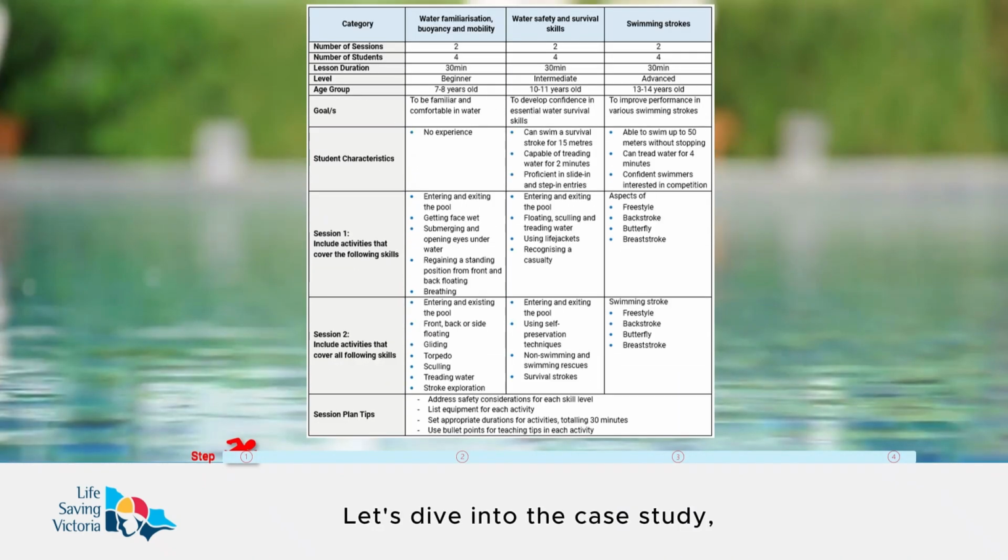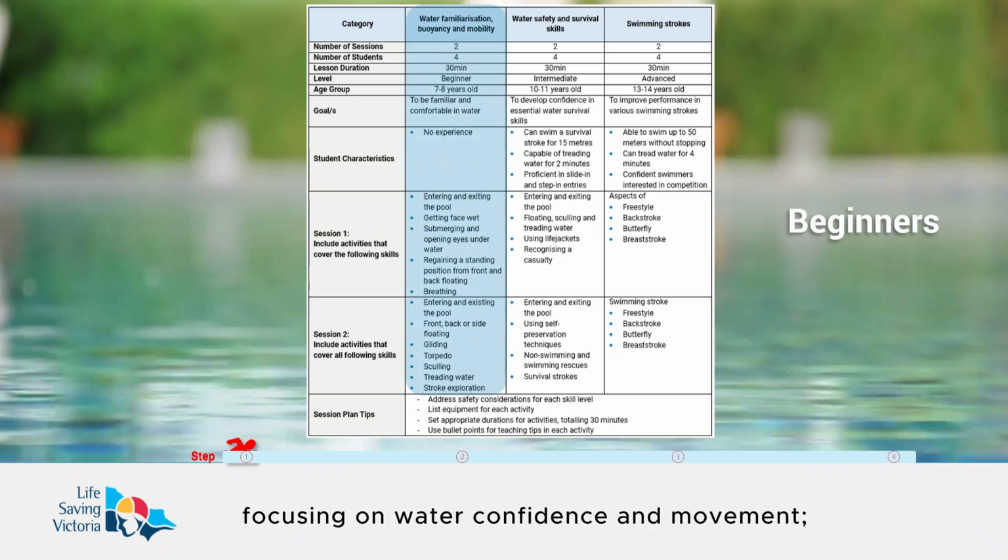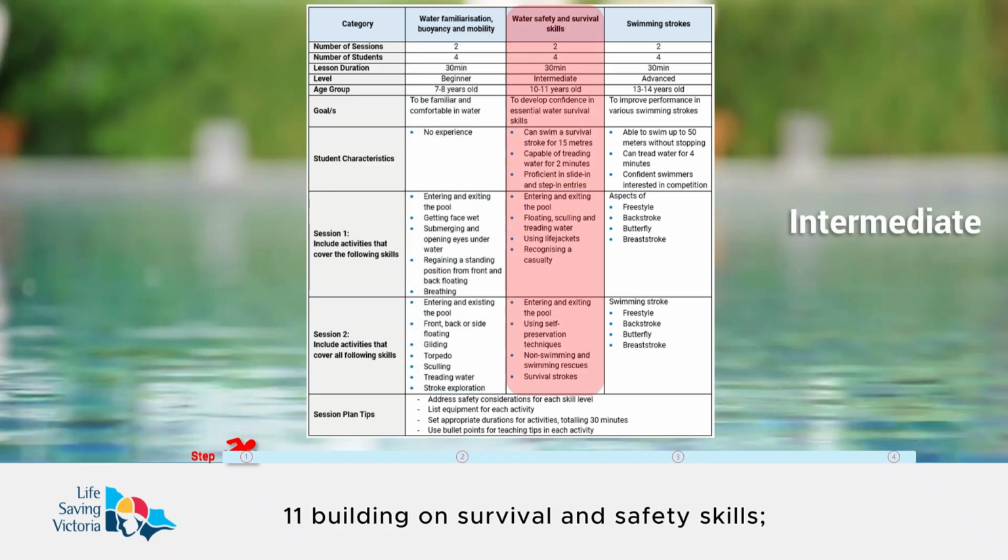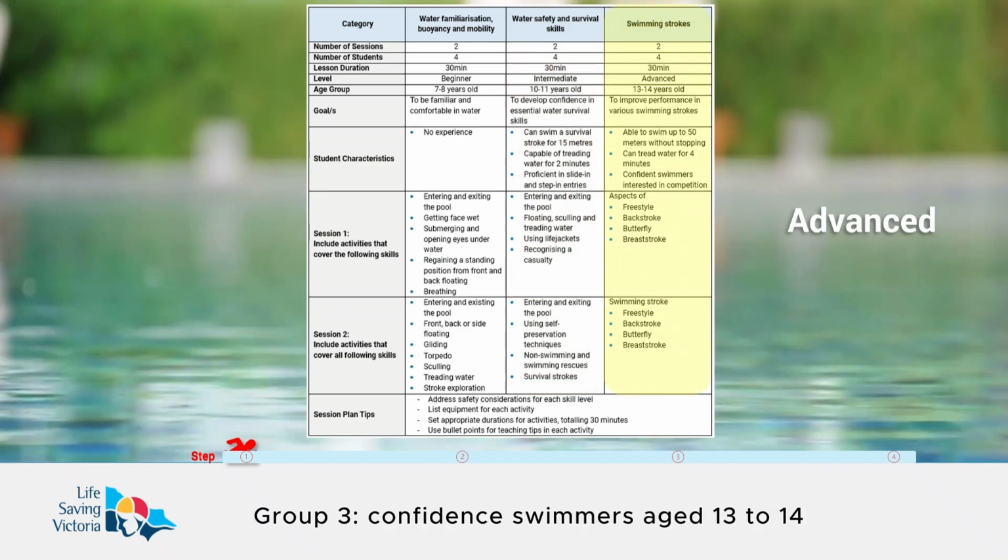Let's dive into the case study, your main reference as you plan your lessons. You can find it at the start of the Task 7 section in your on-the-job portfolio. There are 3 student groups. Group 1, beginners aged 7 to 8, focusing on water confidence and movement. Group 2, kids aged 10-11, building on survival and safety skills. Group 3, confident swimmers aged 13 to 14, working on stroke technique.